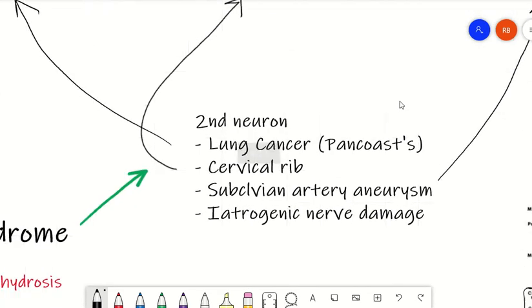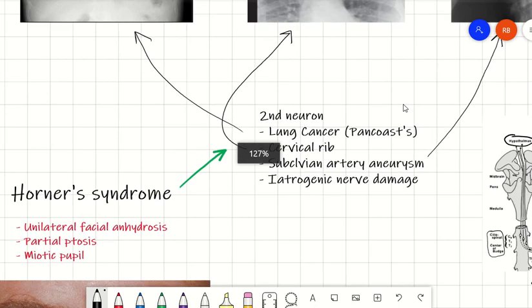And lastly, I've just put iatrogenic nerve damage. So, for example, in surgeries, like thyroidectomies or a tonsillectomy, if you sever important nerves nearby, that can include sympathetic fibers to the eye, so that can potentially affect it as well.